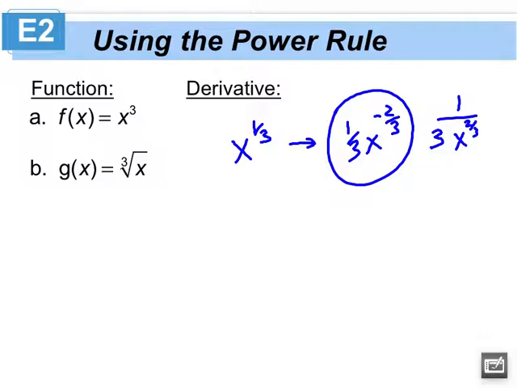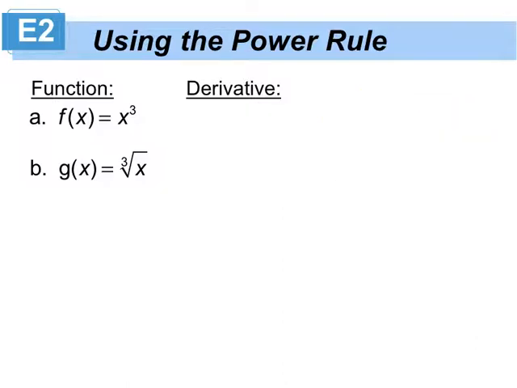Did I lose anybody in that one? Did Grace lose anybody in that one? We're good? Bring the power down, reduce it by 1. 1/3 minus 1 is negative 2/3. Lovely. How about that one?